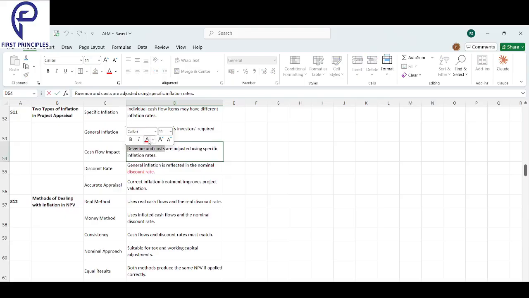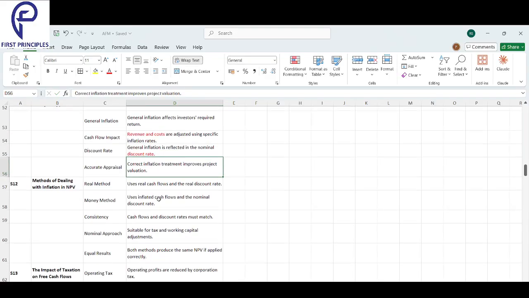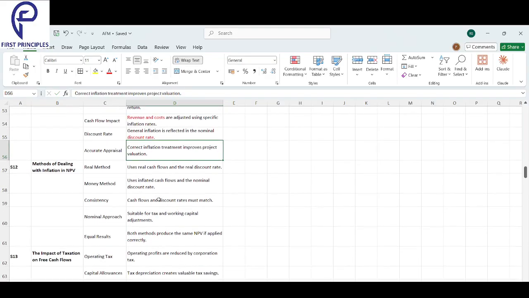So you adjust the revenue and cost with the specific inflation rate, and you adjust your discount rate with the general inflation. The general inflation affects your discount rate. Specific inflation impacts your revenue and cost. So it is important to know what affects what.